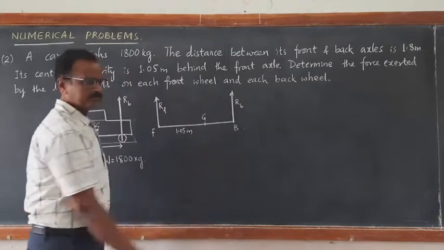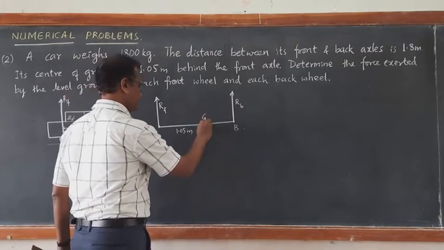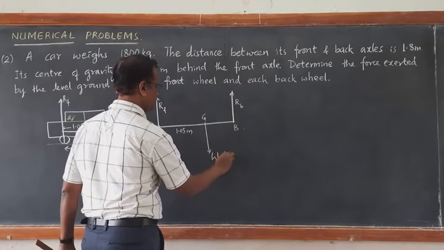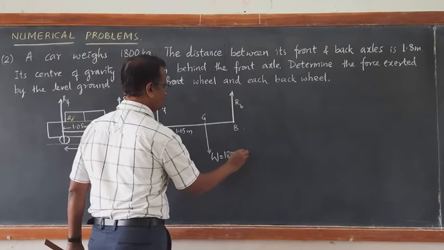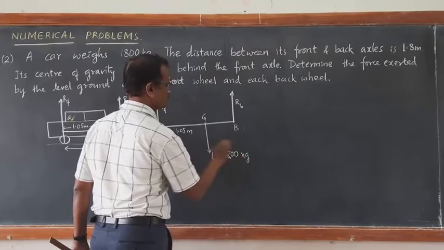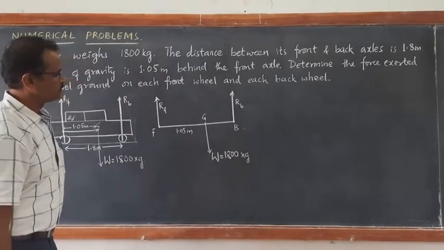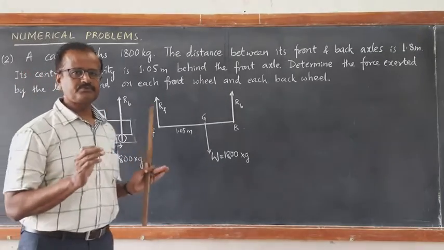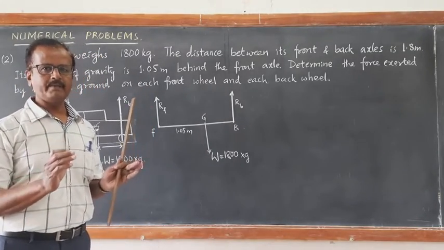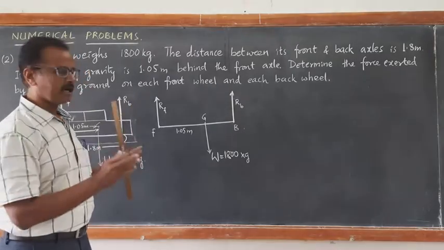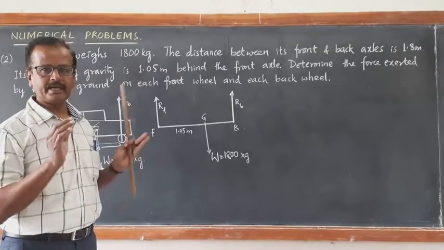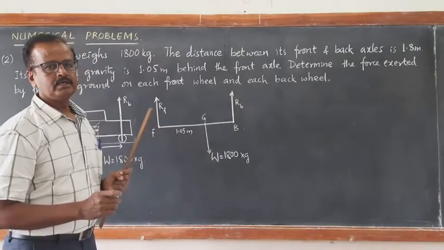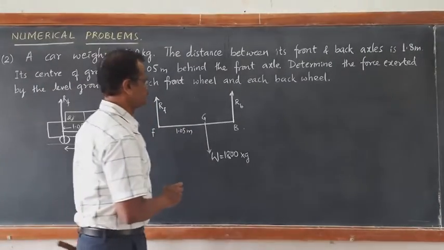from the level ground. And at the center of gravity, we have to show the weight of the car, that is 1800 into acceleration due to gravity, right? So look at this. Again, we have to apply the conditions of translation equilibrium and rotational equilibrium, because the car is at equilibrium, mechanical equilibrium. So first we will apply the condition of the translation equilibrium.